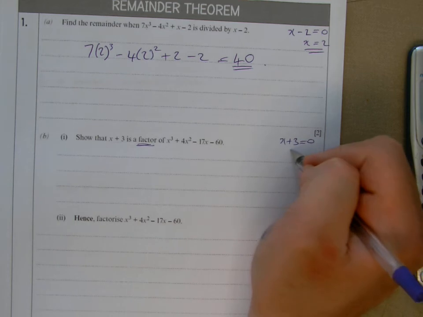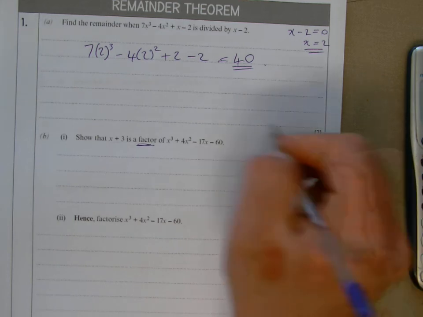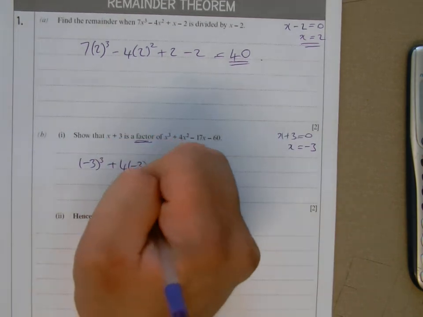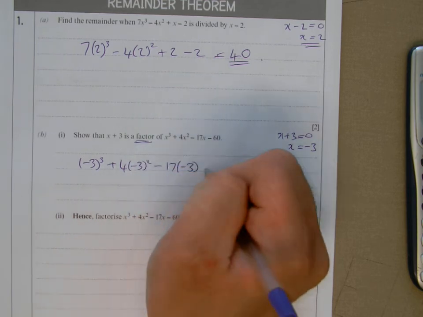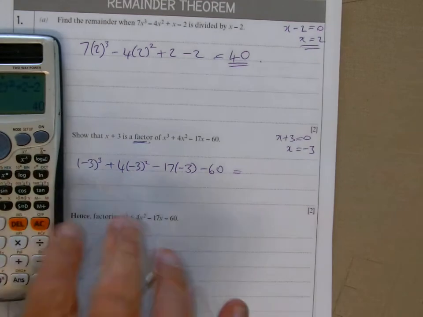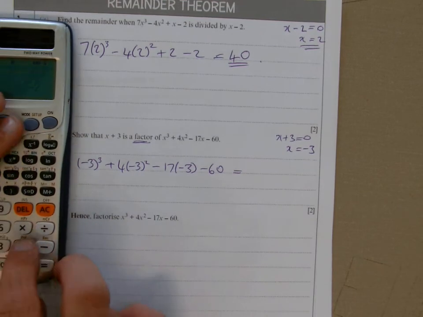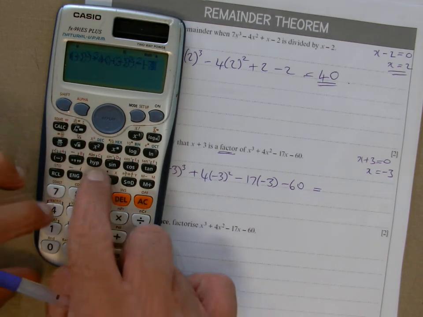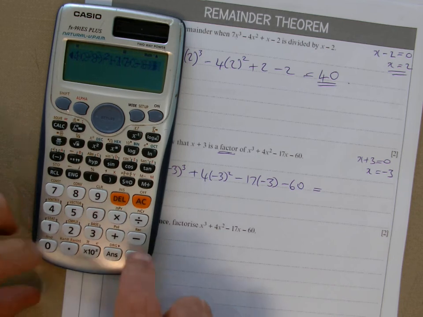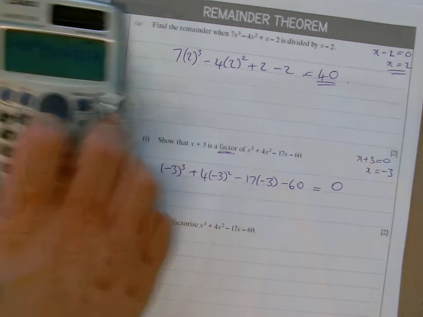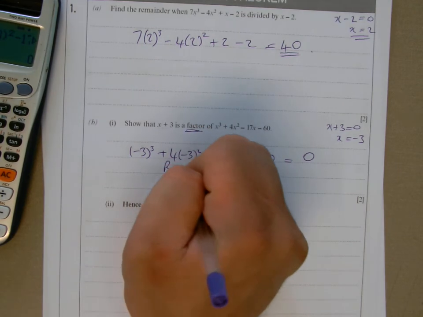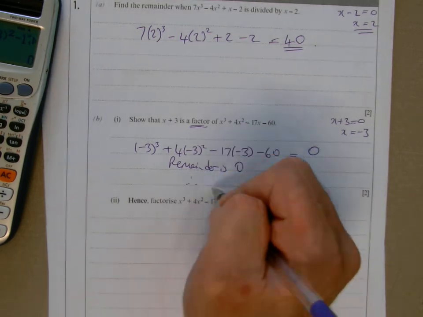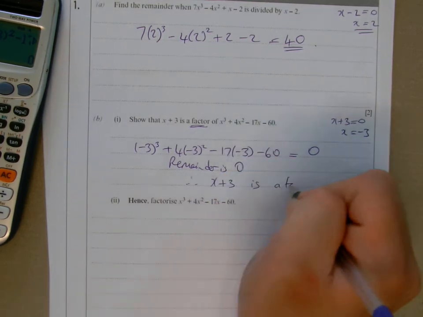So if we've got x plus 3 equals 0, take the 3 over, it becomes minus 3. So that's what we're going to sub in here. So minus 3 all cubed, plus 4 times minus 3 all squared, minus 17 times minus 3, take away 60. So on my calculator, and indeed it comes out to be 0, which means the remainder is 0. And if the remainder is 0, it divides into it perfectly. So we can say, therefore, x plus 3 is a factor.